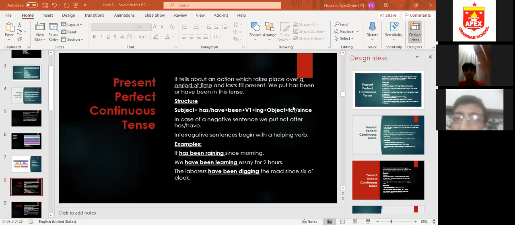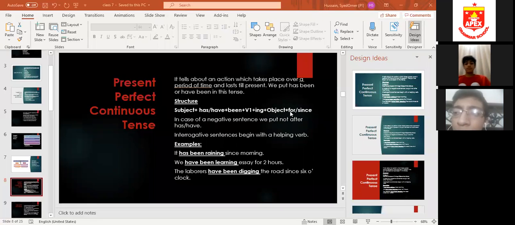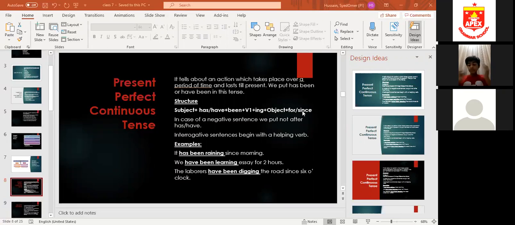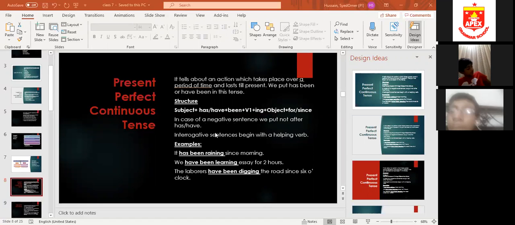Now, because it is involving a time period, I'm going to put for and since. Out of the four tenses which we have discussed, simple present, present continuous, present perfect, and now present perfect continuous, only in present perfect continuous we are mentioning a time period. That is why we are making use of for and since. For a negative sentence we put not. An interrogative sentence begins with a helping verb, the same rules.